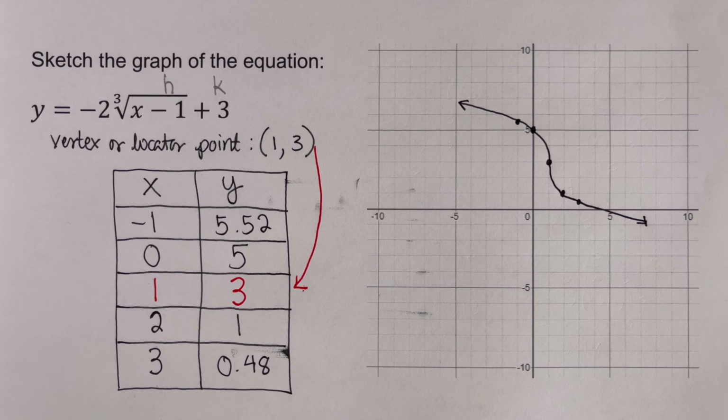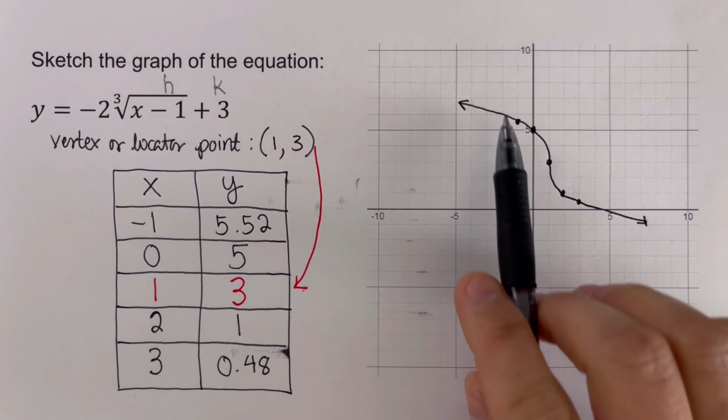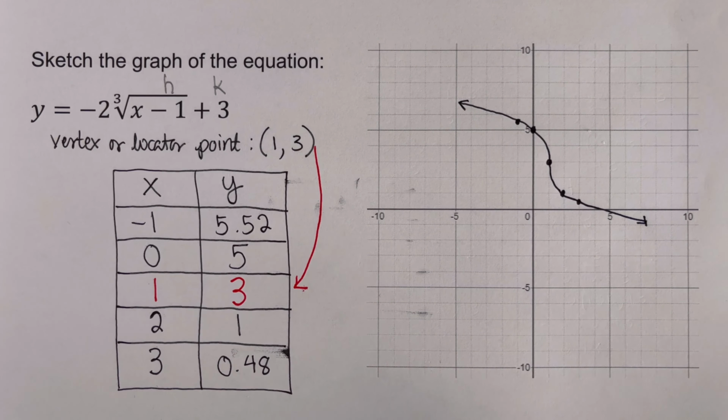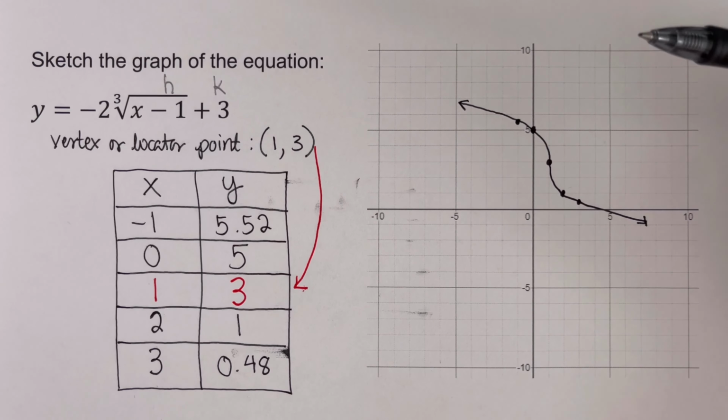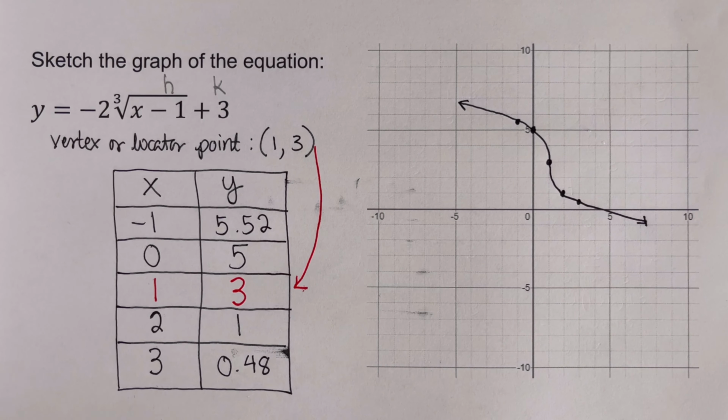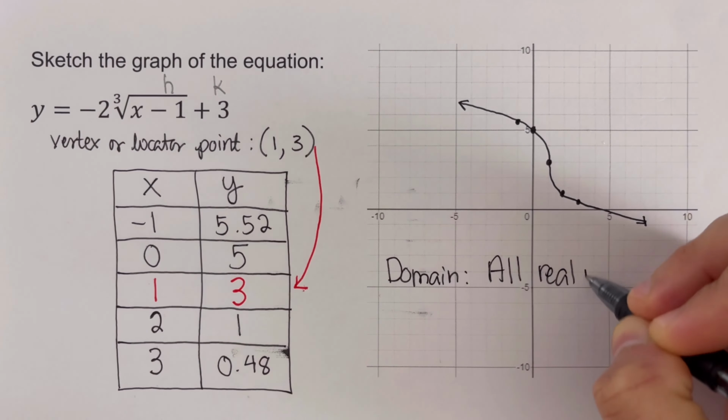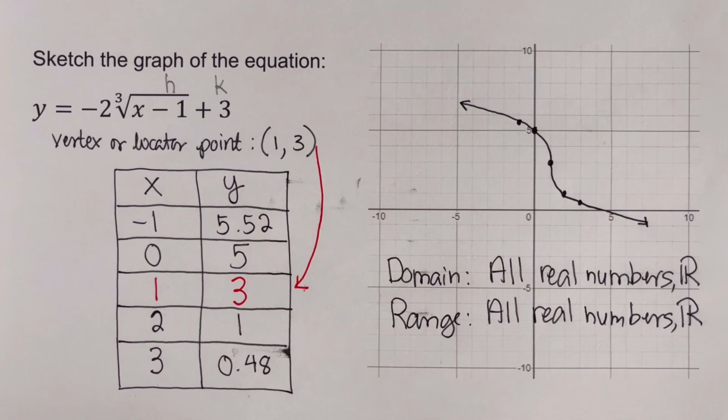Okay, if you notice, both tail ends of this graph go infinitely towards the right and towards the left. It's going to go infinitely up and infinitely down. This tells us that our domain and range for this would be all real numbers. I'm going to go ahead and write it down here. Did you get the same answers as this?